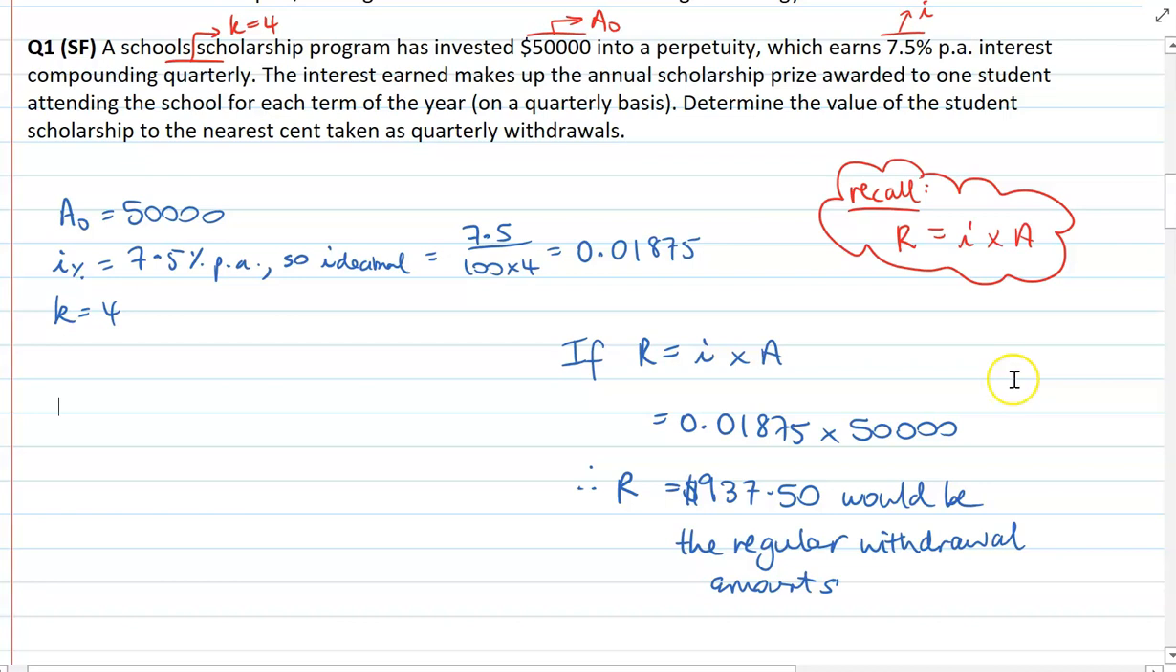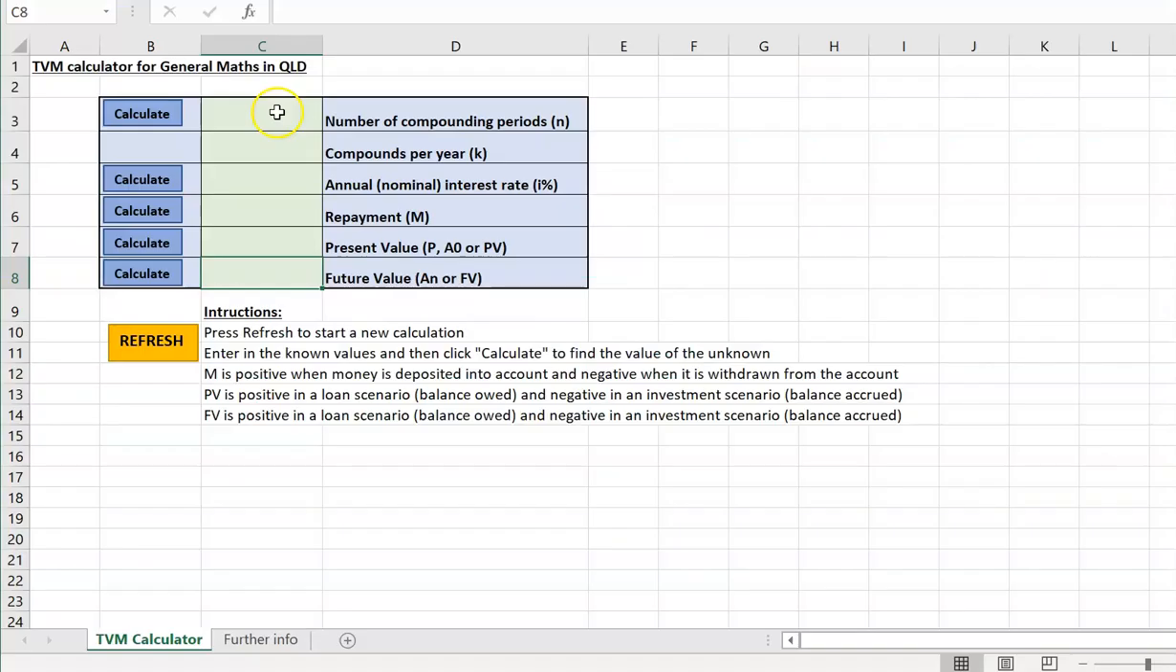$937.50. Now if I'd like to check that on my TVM calculator for compounding periods per year, we're just going to look at a year's worth because it doesn't matter with time with perpetuities. Interest rate 7.5%. We're going to calculate the repayment. The present value is the 50,000 of the investment. We don't want that to change in the future, so we also keep that as 50,000. And remember, with this calculator, investments always have a negative value. When I hit calculate, it agrees with my answer of $937.50, and you'll notice that's negative as well because I'm withdrawing or taking it out of the account.